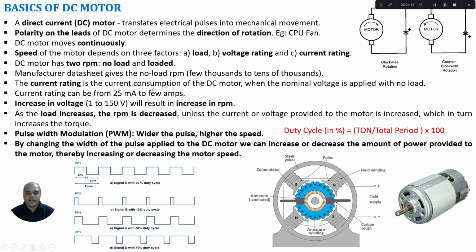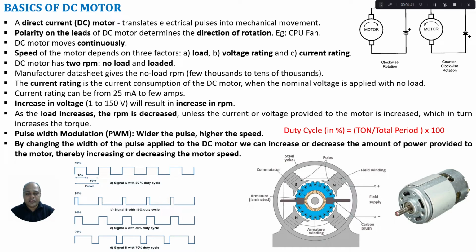The third factor by which we can vary the speed is the voltage rating. As we increase the voltage, the RPM also increases. When I increase the load, the RPM decreases. In order to compensate for that RPM, we can either increase the current or voltage, thereby maintaining a certain RPM.